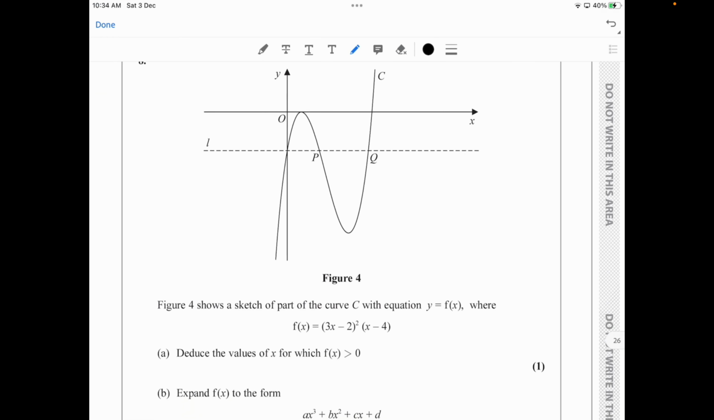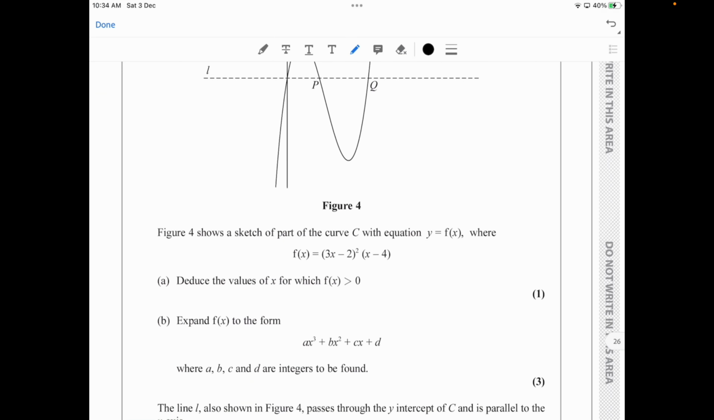Alright, so the final question we can see is figure 4 shows a sketch part of the curve C with equation y equals f of x, where f of x is equivalent to brackets 3x minus 2 square root brackets x minus 4. Deduce the values of x for which f of x is greater than 0. So, the first step is we got to find out what happens if f of x is greater than 0.